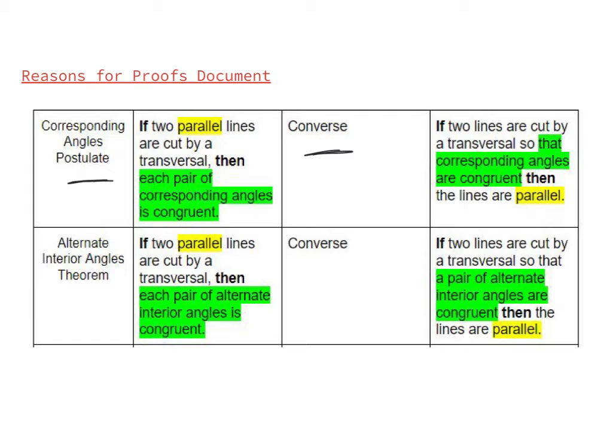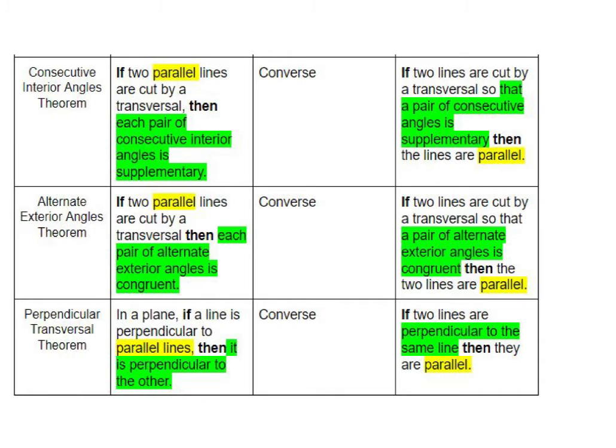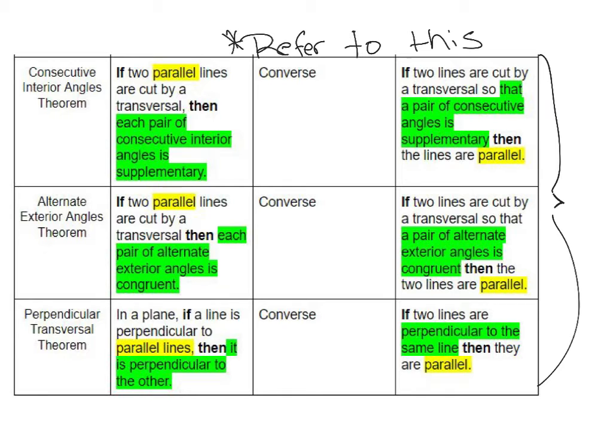Same thing with alternate interior angles. You can be told they're parallel lines, then you can assume alternate interior angles are congruent, or you can be told that the alternate interior angles are congruent, then you would assume lines are parallel. Same idea with consecutive, alternate exterior, and the perpendicular transversal theorem. So you want to make note of these and refer back to them when trying to do your proofs. So be sure to refer to this.